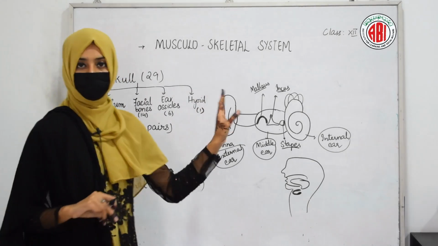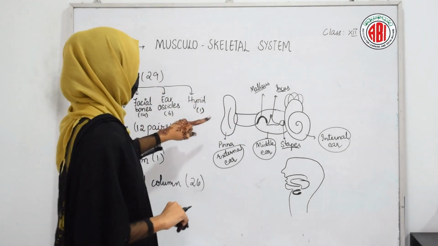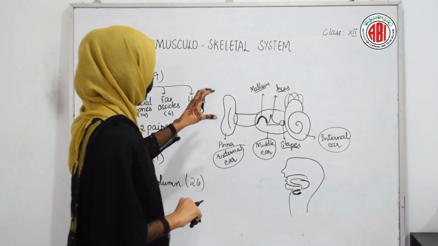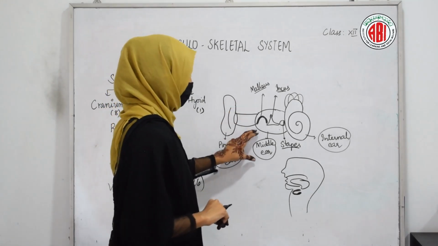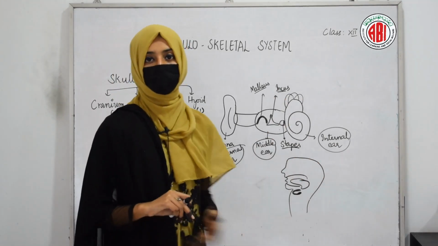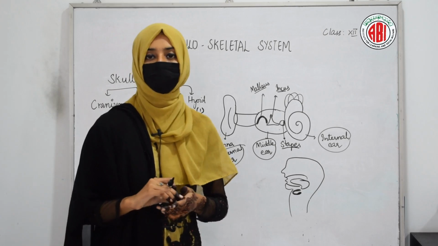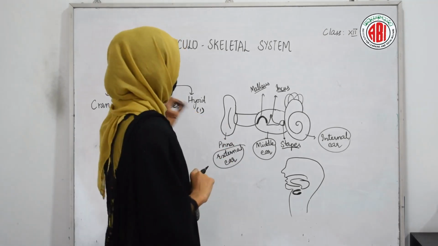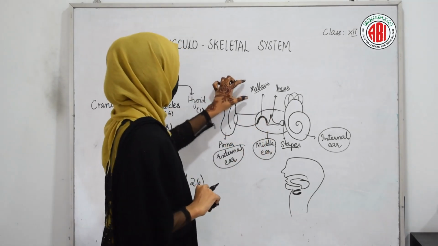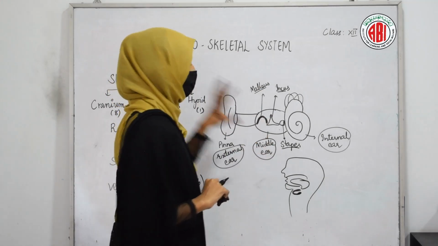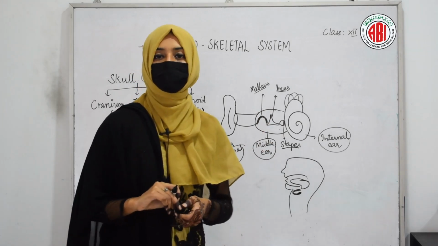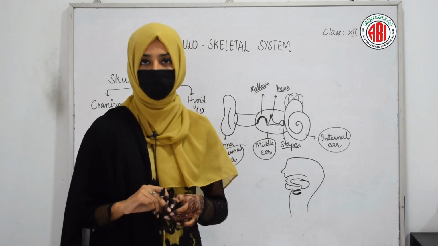Now when we look at the structure of our ear, a part called pinna is present that forms our external ear, and the middle part of the ear forms the middle ear, and the internal part is called the internal ear. Now in the middle ear, you can find the presence of different bones. In the middle part of your ear, you can see 3 different bones: malleus, incus and stapes. Out of these 3 bones, stapes is considered the smallest bone of our body.